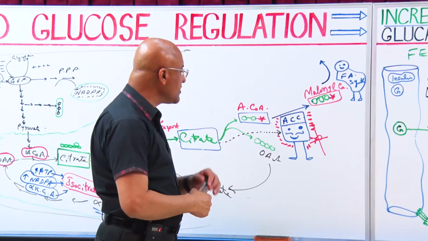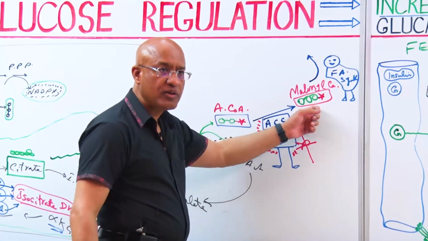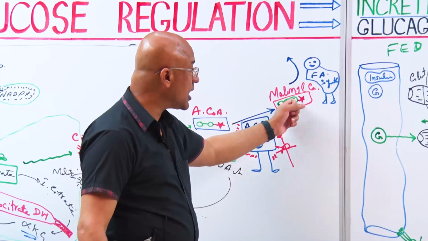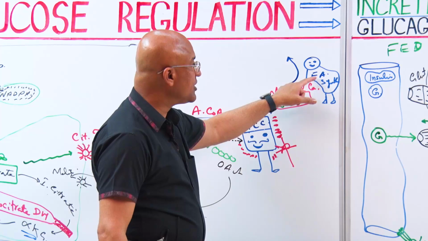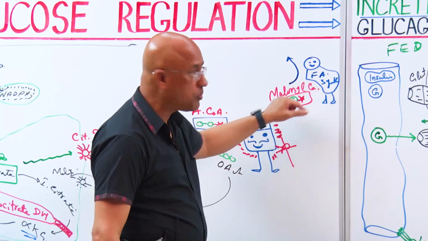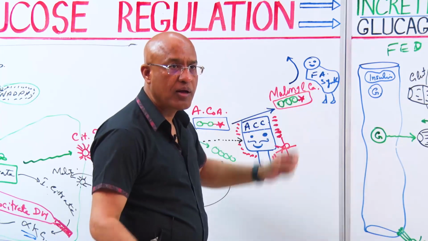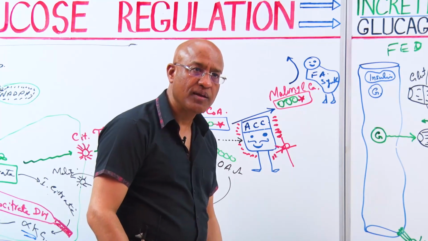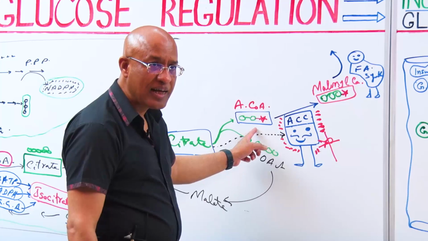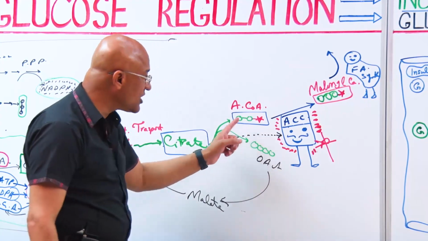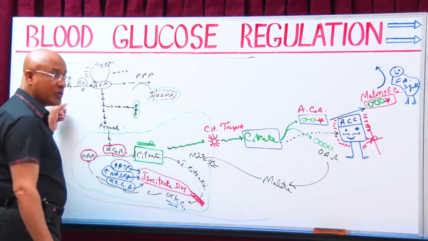So what happens once malonyl-CoA is formed and this 3 carbon unit is formed, then repeatedly the fatty acid synthase complex keeps on adding more and more carbon. From where are these carbons coming? These carbons are coming from acetyl-CoA. These were the original carbons which were coming from glucose.